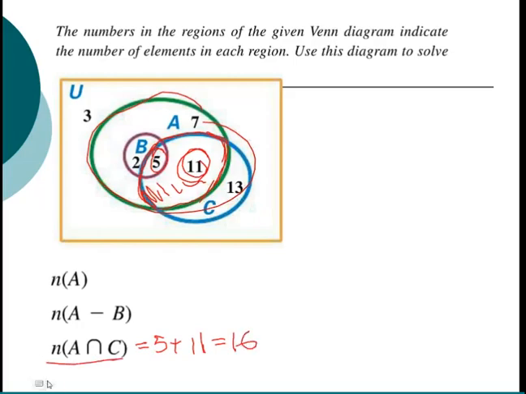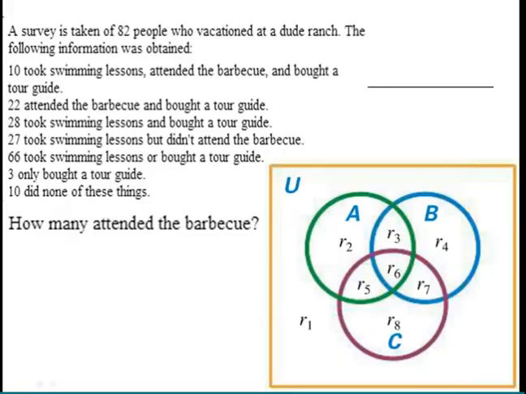Okay, so now we're doing a very similar process in one of your homework assignments, but you have to set things up. We're taking a look at a survey of 82 people, so there's 82 people in this whole thing. They're vacationing on a dude ranch. The following information was obtained: 10 took swim lessons, so one of these is going to be swim.